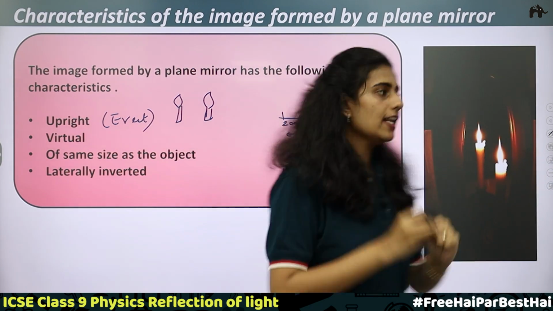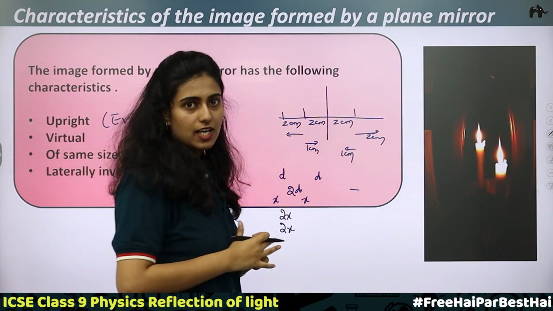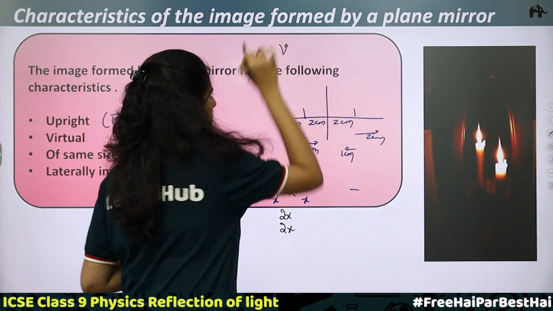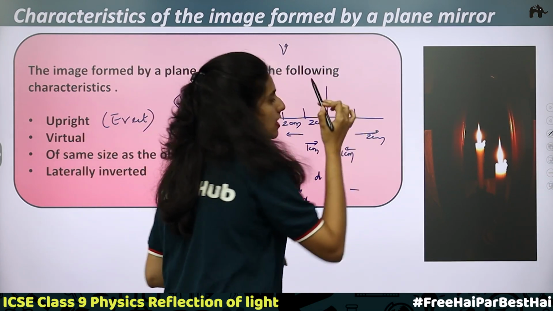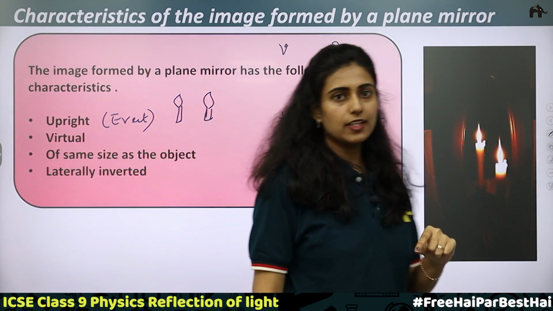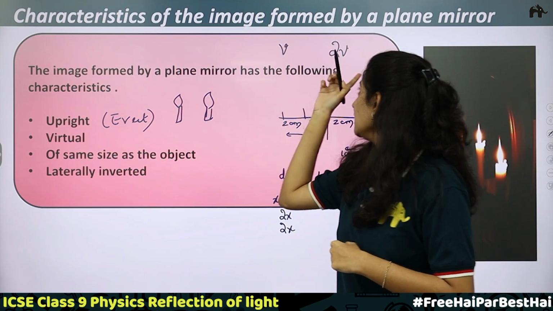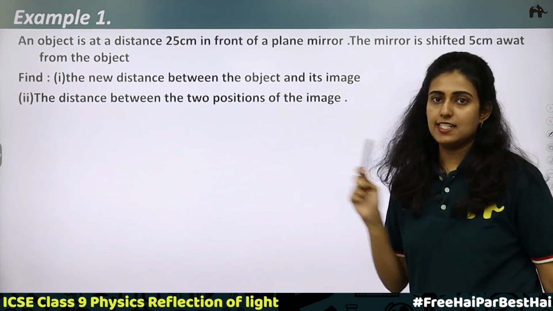One more thing, let us say the object is moving towards or away from the mirror with a speed v. In that case the image will be moving towards or away from the mirror with the speed 2v. If the object is moving at a speed v, then the image will be moving at a speed 2v. Clear? Let us take an example.